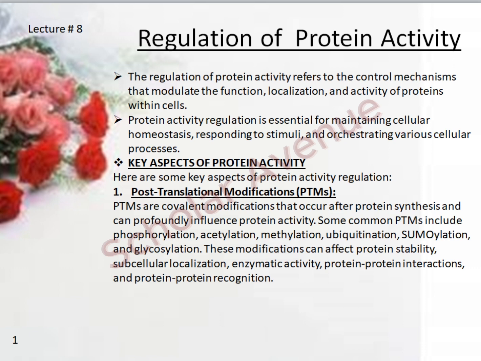First is post-translational modifications, PTMs. PTMs are covalent modifications that occur after protein synthesis and can profoundly influence protein activity. Some common PTMs include phosphorylation, acetylation, methylation, ubiquitination, sumoylation, and glycosylation. These modifications can affect protein stability, subcellular localization, enzymatic activity, protein-protein interactions, and protein recognition.